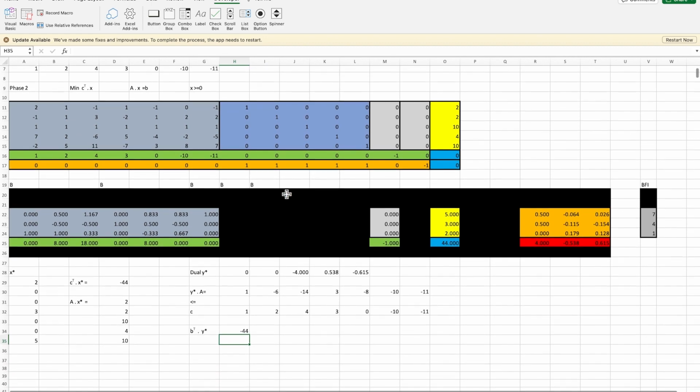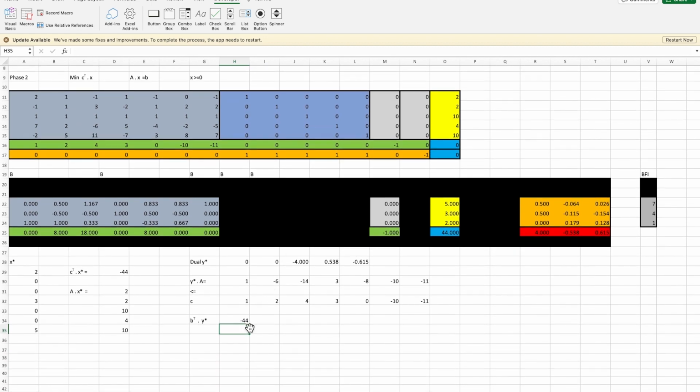It's minus 44. So you see you have a feasible solution of the primal with objective function minus 44. You have a feasible solution to the dual with objective function minus 44. Since the dual objective function is equal to the primal objective function, both of these are optimal for their respective linear programs. And we are done.